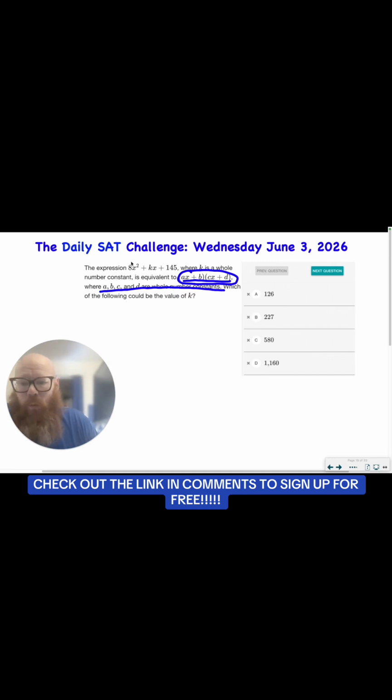So if we think about how we would factor this, we could use the AC method where we would do 8 times 145 is 1160, and we're looking for two numbers that would add up to k. All right, so that's the idea. k is a whole number that is the sum of two factors of 1160. Now, which of the following could be the value of k?